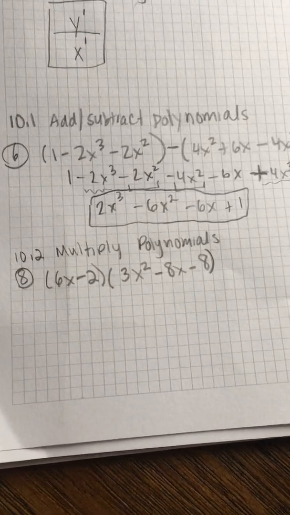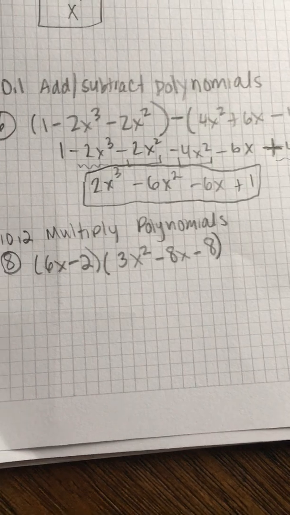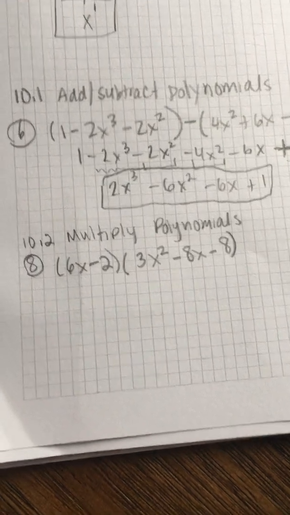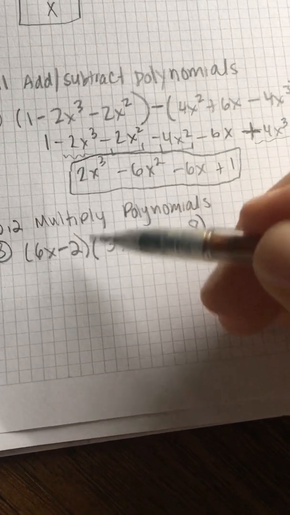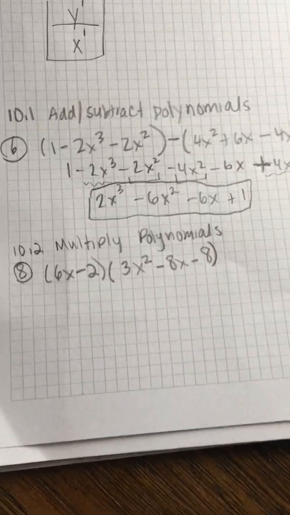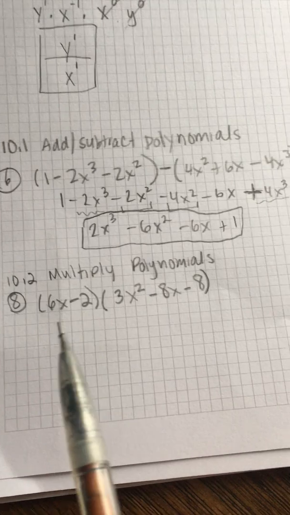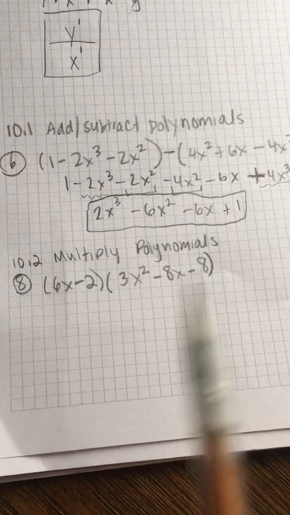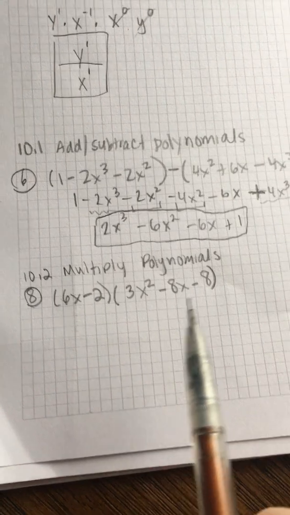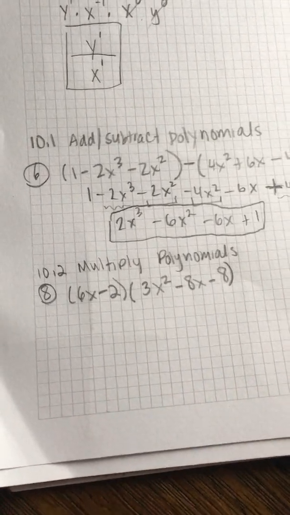Multiplying in 10.2, so here's another operation. We use the distributive property. How do I know I need to multiply? Well, you look in between the two sets of parentheses. You don't see anything that would tell you otherwise, like a multiplication dot. So remember, I need to take the 6x and distribute it to everything that's over here. And I need to take the negative 2 and distribute it to everything that's over here.